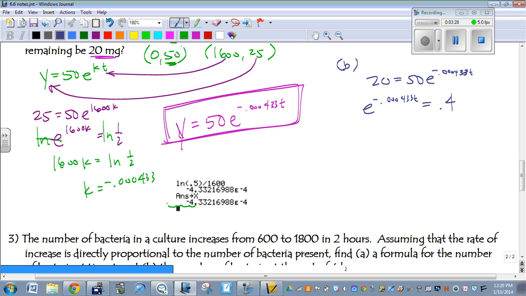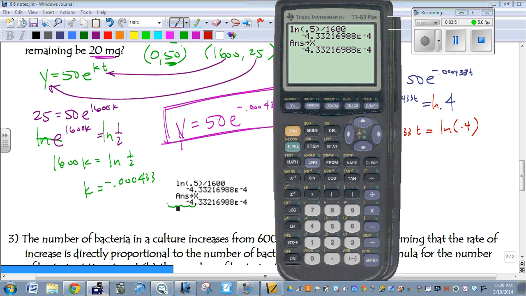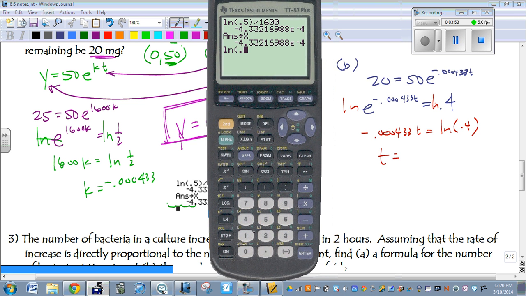So we take the natural log of both sides, and we get negative 0.000433t equals natural log of 0.4. So to figure out the time, we just have to divide both sides by our k value. So we're going to do natural log of 0.4 divided by x, since we stored that in there. So we get 2,115 years. We'll round to the nearest year.